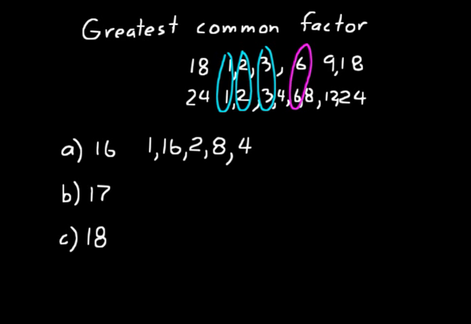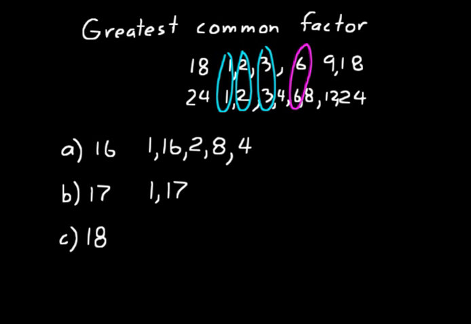17 is something called a prime number. It's only divisible by 1 and itself. That's it. And those are the only ways you can get a whole number product or a whole number quotient if you divide it by 1 or divide it by 17. So we just write 1 and 17 down.